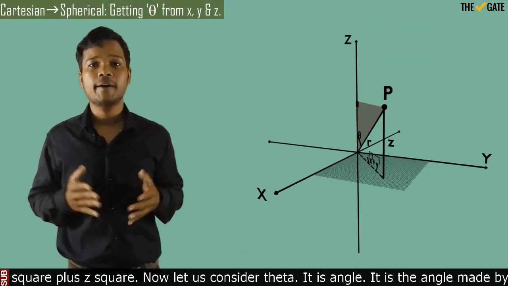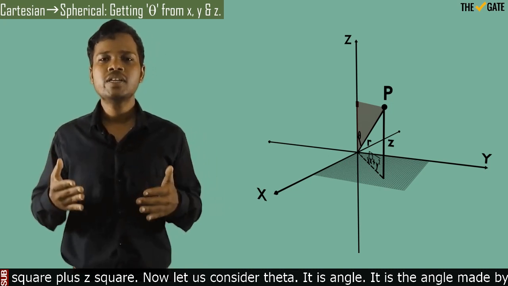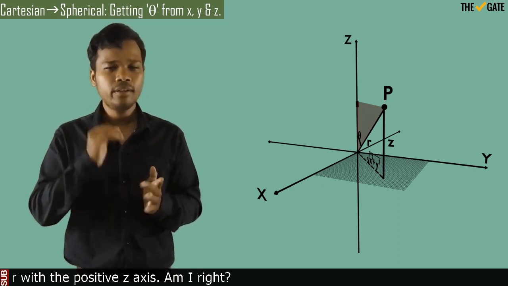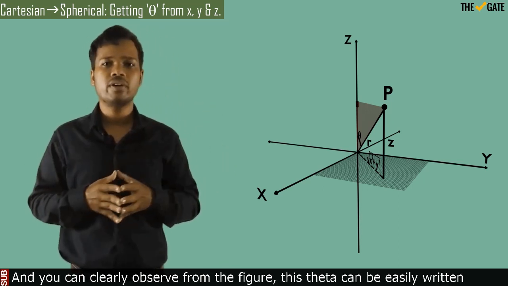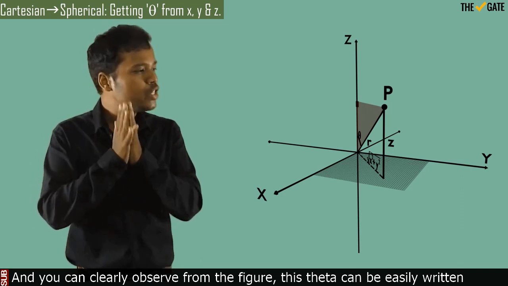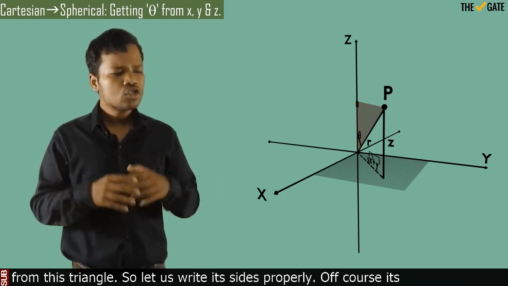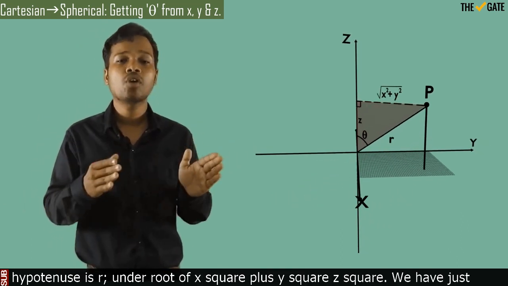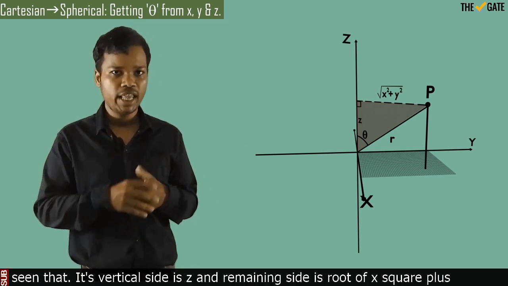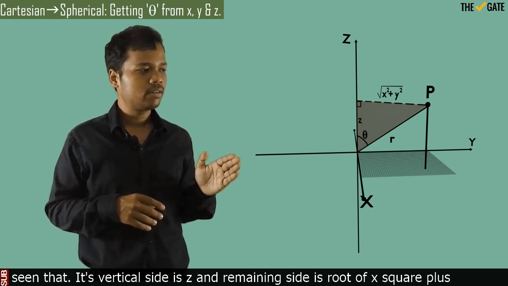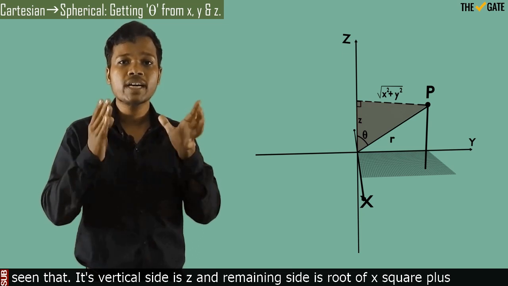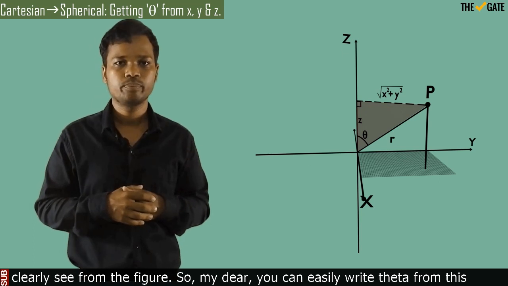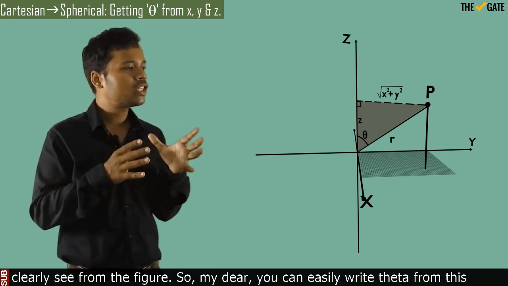Now let us consider theta. It is the angle made by r with the positive z-axis. Am I right? And as you can clearly observe from the figure, this theta can be easily written from this triangle. So let us write its sides properly. Of course, its hypotenuse is r, under root of x square plus y square plus z square. We have just seen that. Its vertical side is z and remaining side is root of x square plus y square. Just the parallel projections, as you can clearly see from the figure. So my dear, you can easily write theta from this triangle.